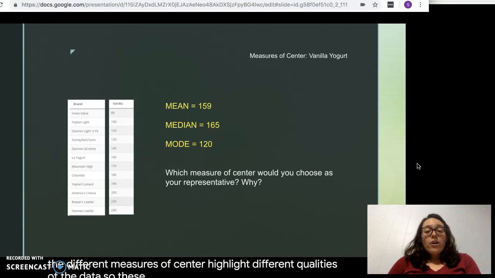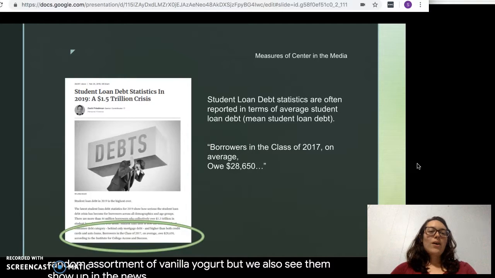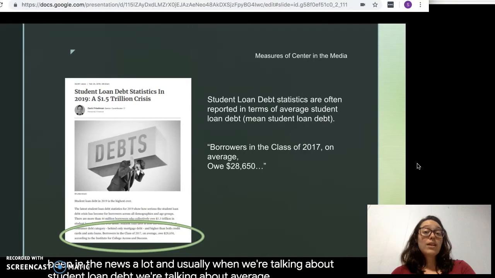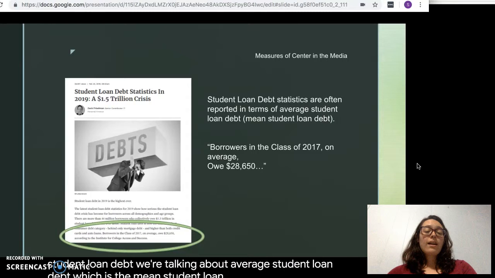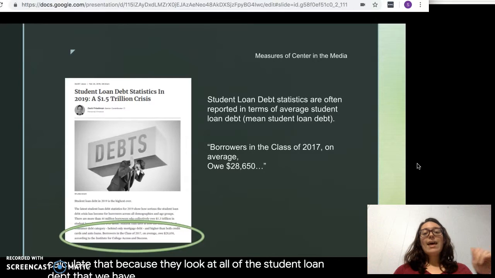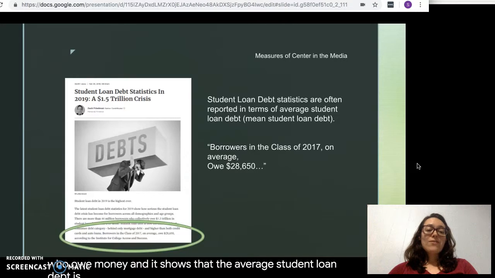So these aren't just things that we calculate for random assortments of vanilla yogurt, we also see them show up in the news. Student loan debt is something that's been in the news a lot. Usually when we're talking about student loan debt, we're talking about average student loan debt, which is the mean student loan debt. They calculate that by looking at all of the student loan debt that we have and then dividing by the number of people who owe money. It shows that the average student loan debt for the class of 2017 is $28,650.